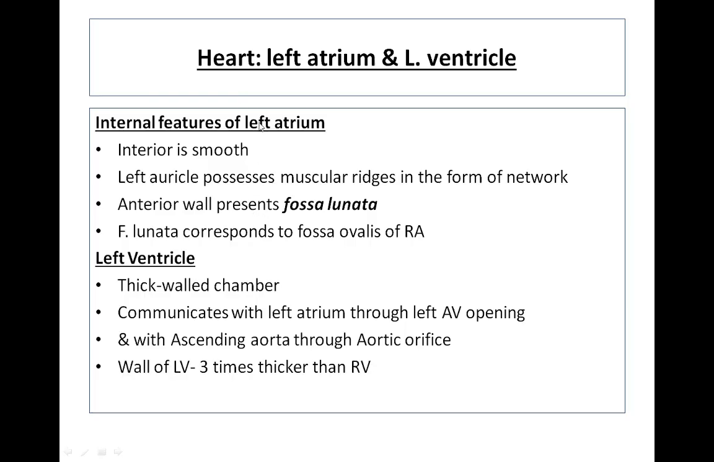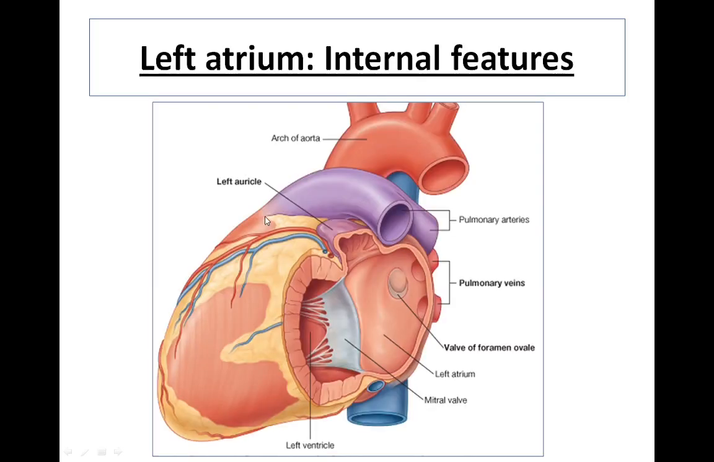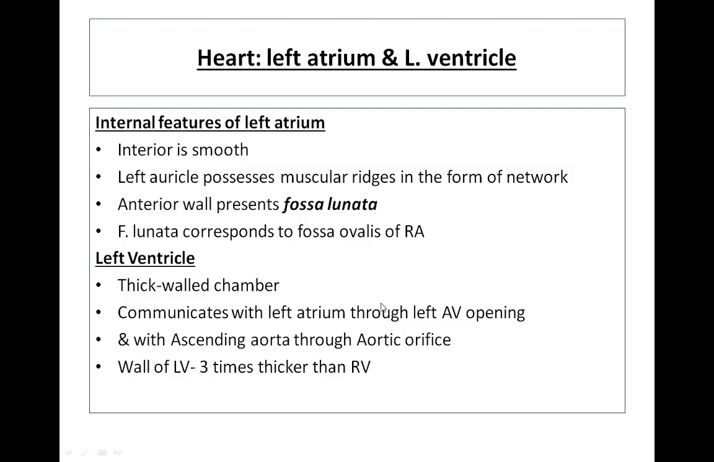Now internal features of the left atrium. The interior is smooth, as you see here. There is nothing like on the right side, where the anterior part has musculi pectinati, which make it rough. But in the left atrium the interior is smooth. Then the left auricle possesses some muscular ridges in the form of a network. That is in the auricle only, not in the atrium.